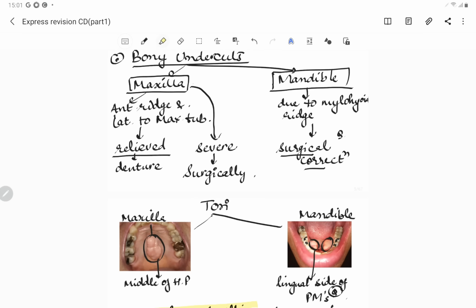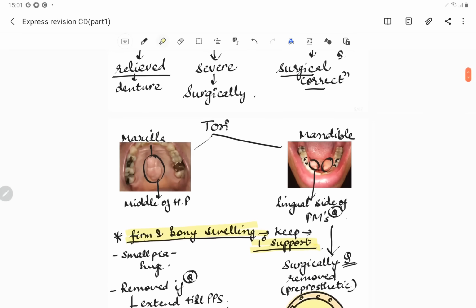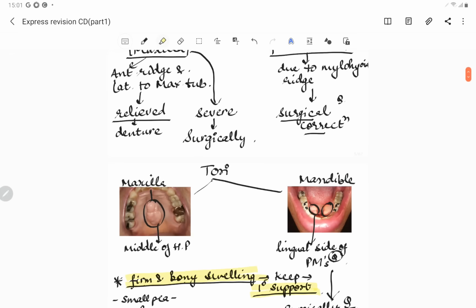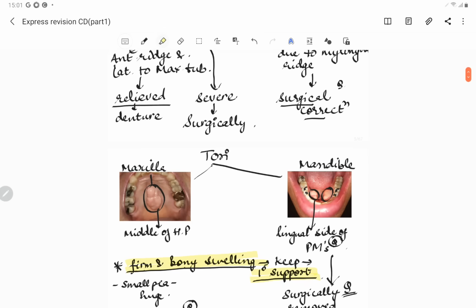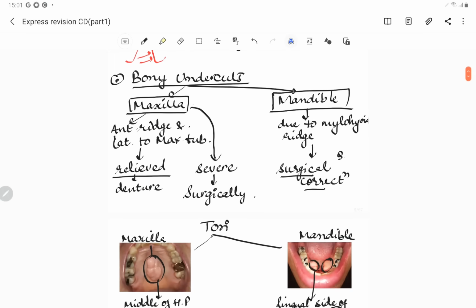Then bony undercut in the maxilla, either it can be relieved or we have to remove it surgically. If it is present in the anterior ridge area, or if it is present lateral to the maxillary tuberosity, then it can be relieved in the denture. And if it is relieved in the denture, it is going to provide the primary support. That means we have talked about firm and bony swellings. They are going to give the primary support. So in the maxilla, it can be relieved or removed surgically.